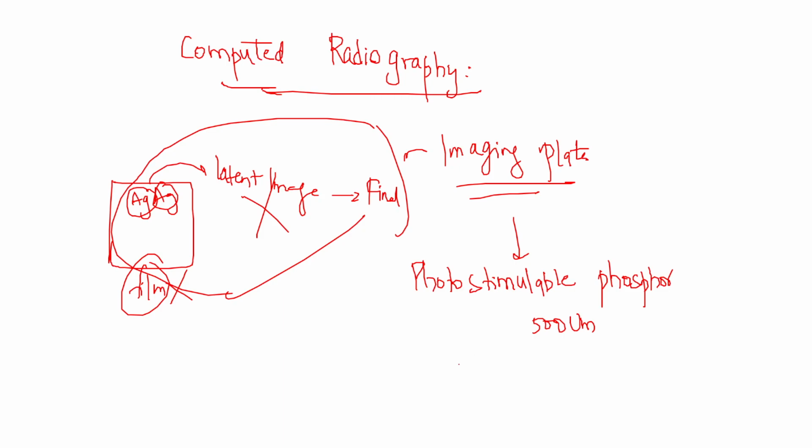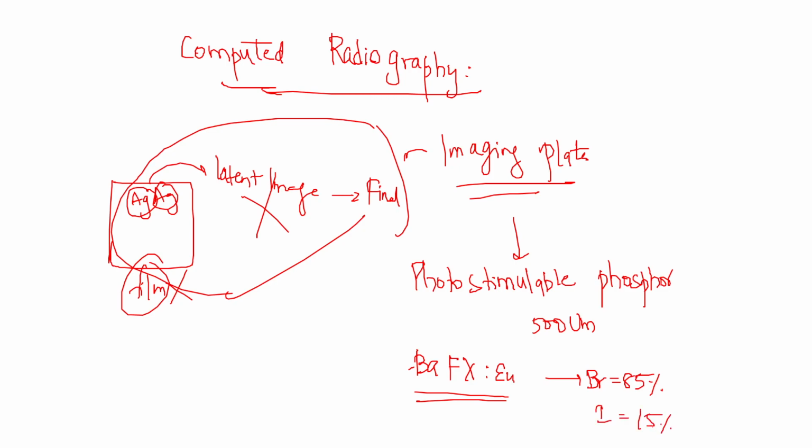The most commonly used photostimulable imaging plate is barium fluorohalide crystals doped with europium. Along with europium there are barium fluorohalide crystals, which contain bromide of around 85% and iodine of around 15%.